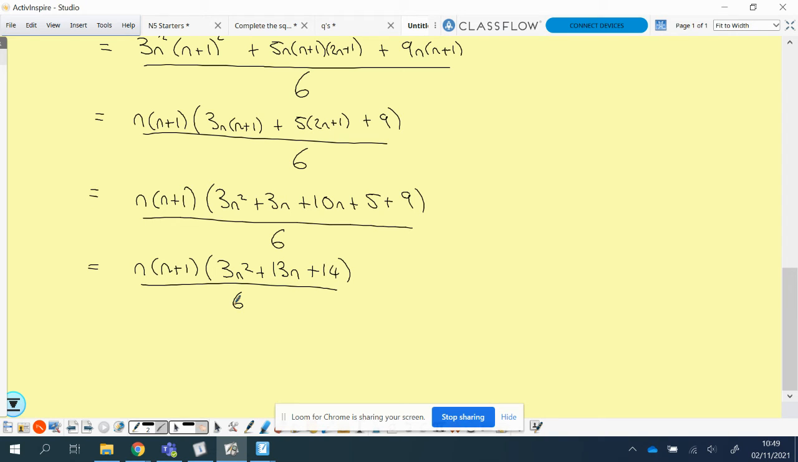That there is a trinomial that factorises. So I've got n bracket n plus 1, and what this factorises to is n plus 2 times 3n plus 7, over 6. Okay, so that's the fully factorised form for that expression. I've done the first part of my question there.